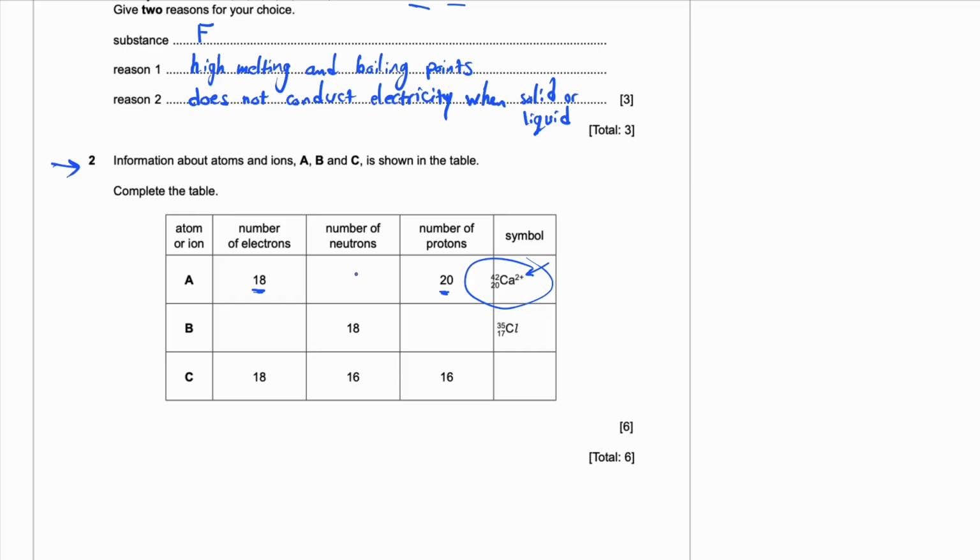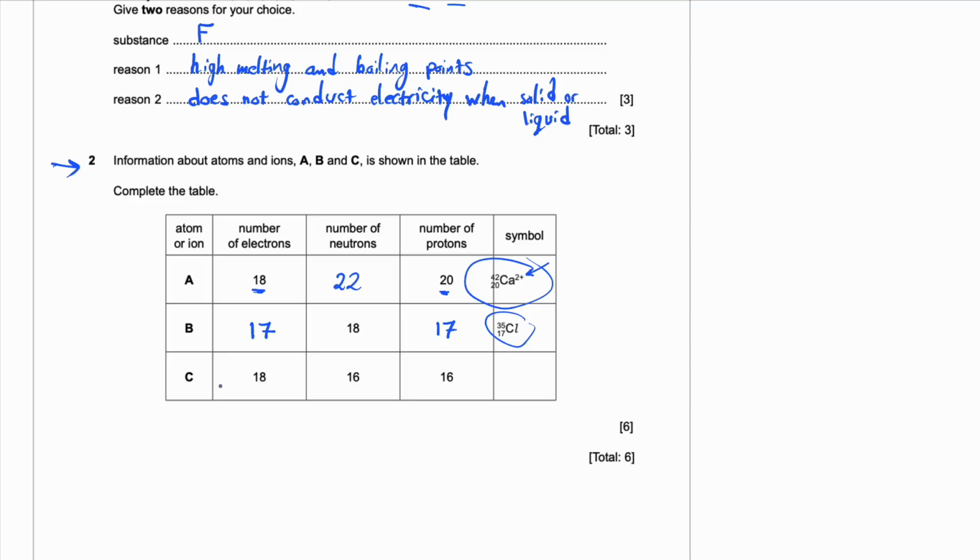And the number of neutrons, you can get it by subtracting the proton number from the mass number, and that gives you 22. Atom or ion B, chlorine 1735. So 17 down below, once again, it's the proton number or the atomic number, so 17 proton number. And since it's an atom, it should also possess 17 electrons.